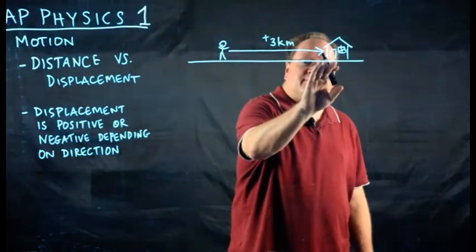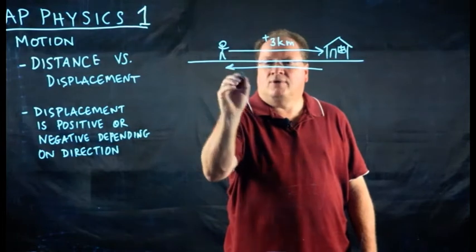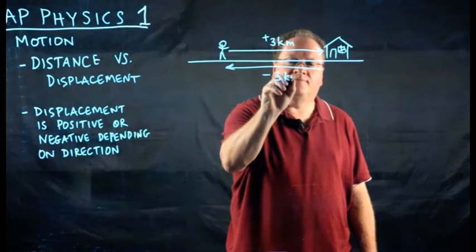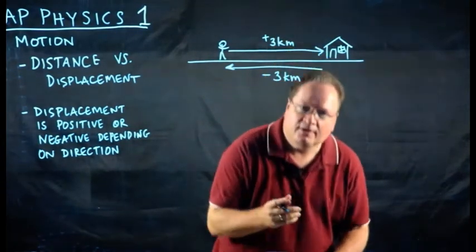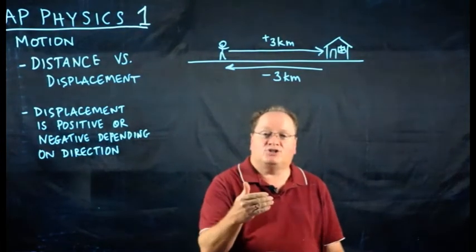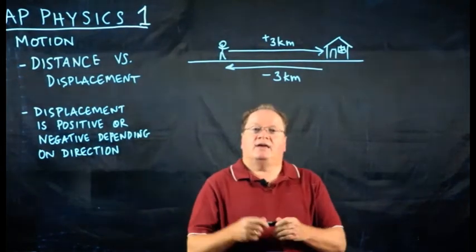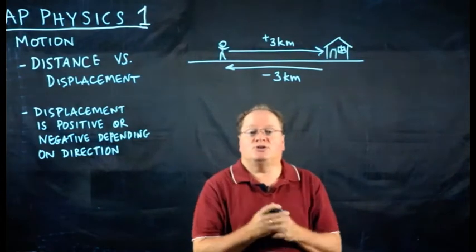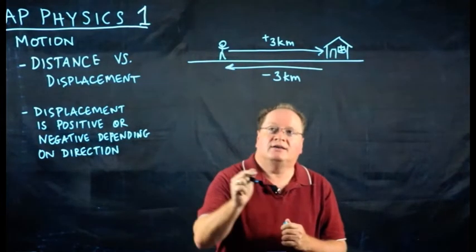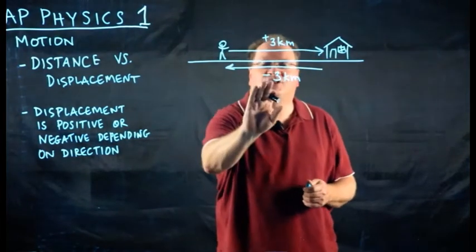So if I went to my friend's house and then I walked back home, what I would have to say about this displacement is it is negative because it's in the opposite direction. So with physics, what we commonly will say is we define direction by using a mathematical sign, either positive or negative. And you get to choose which one is positive and which one is negative. But once you do choose, don't change your mind.